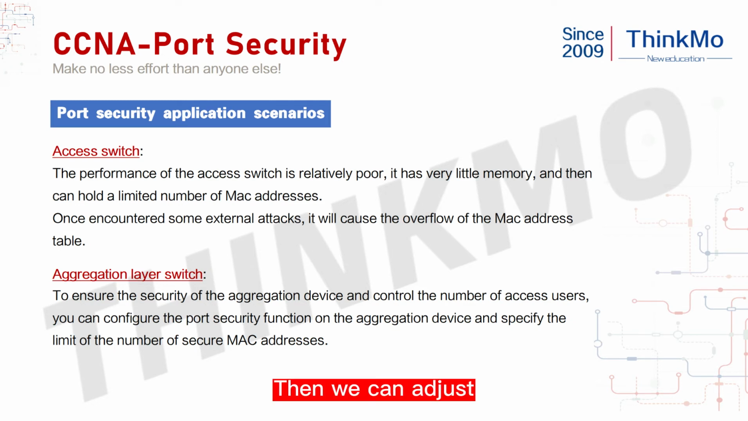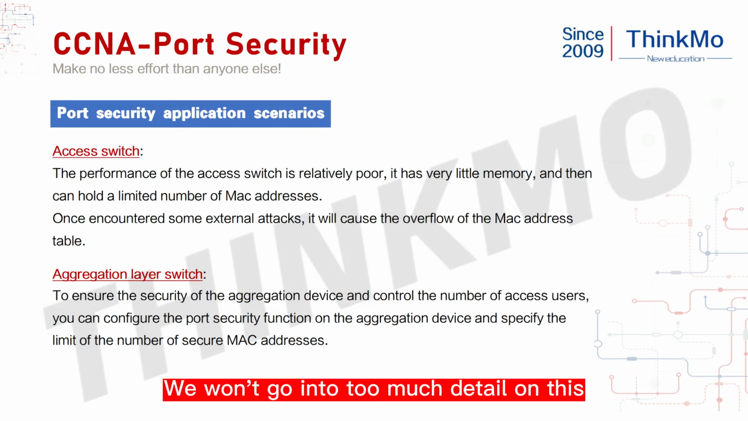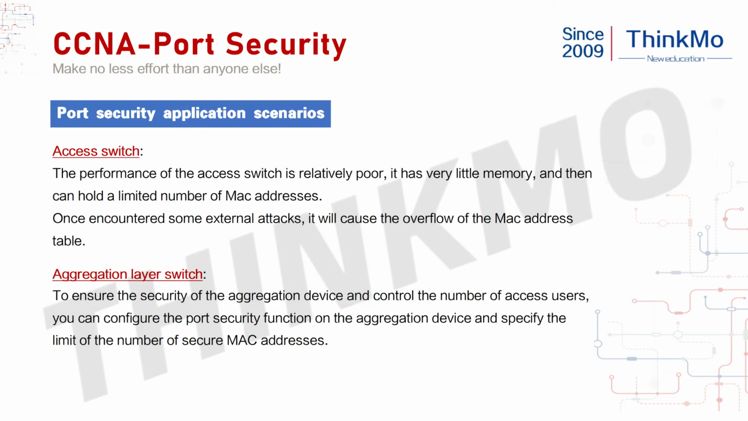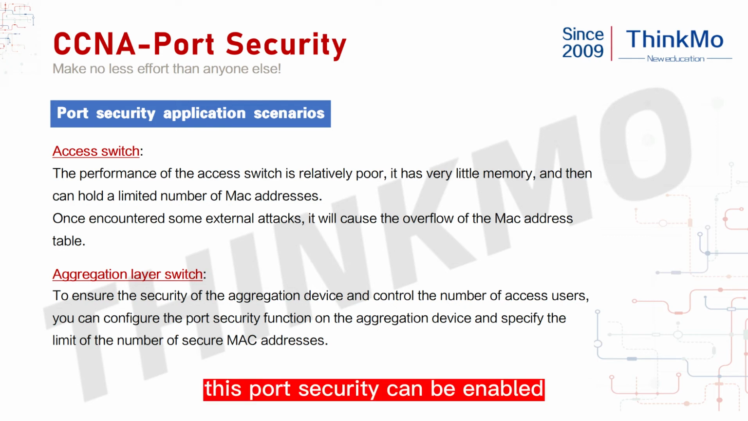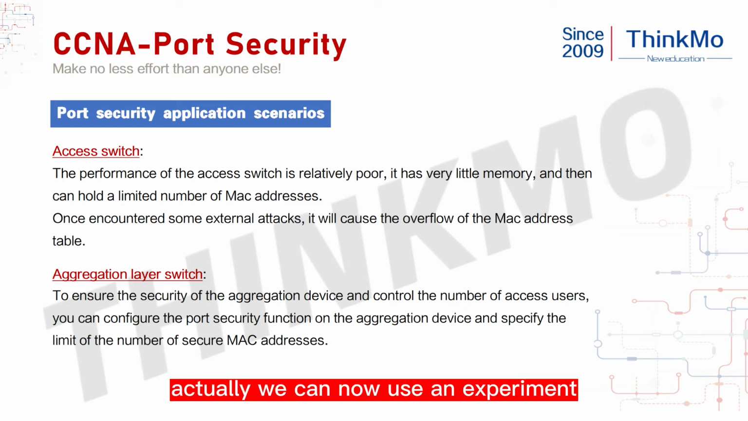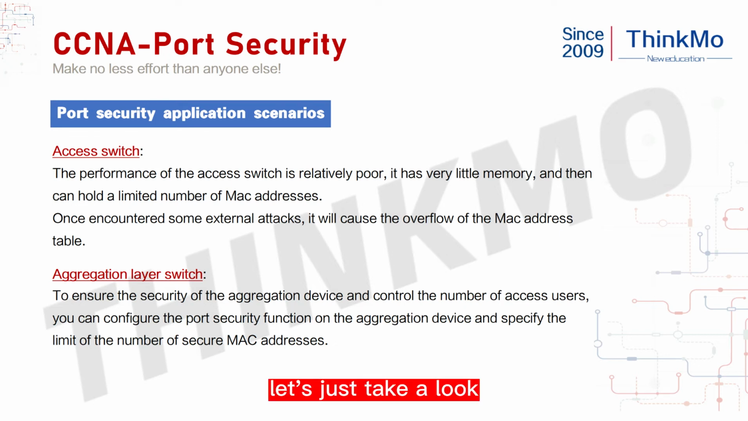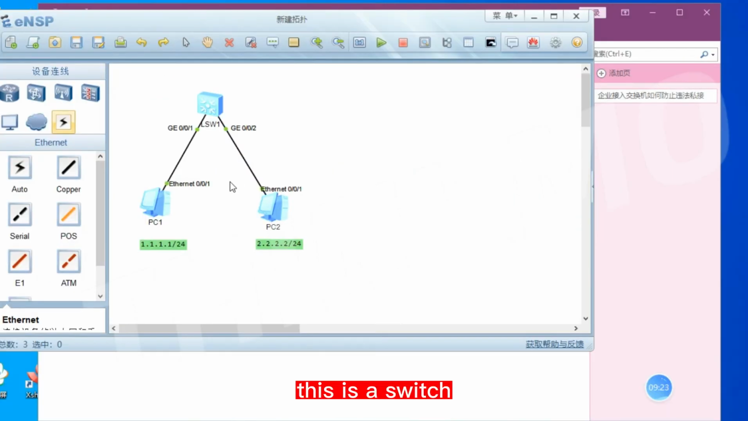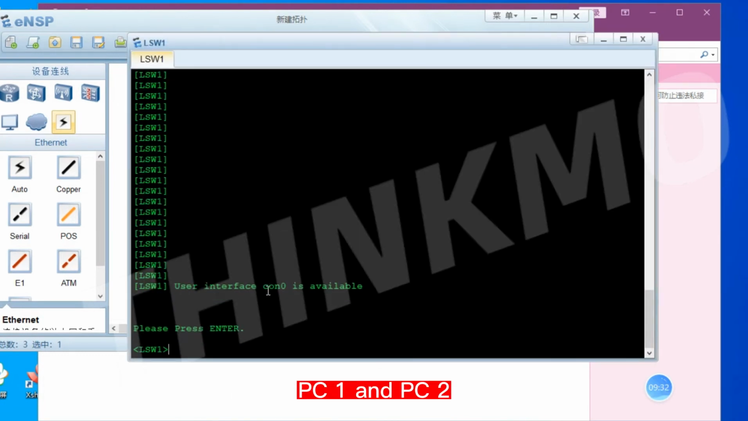Then we can adjust the number of MAC addresses accordingly. We won't go into too much detail on this. What's next? This port security can be enabled. Actually, we can now use an experiment and take a look. This is a switch with 2 PCs connected below: PC 1 and PC 2.